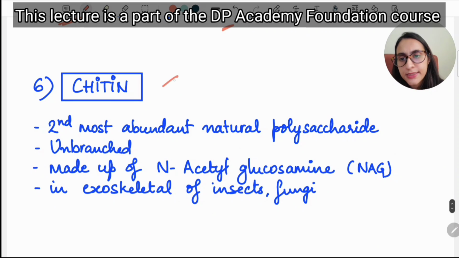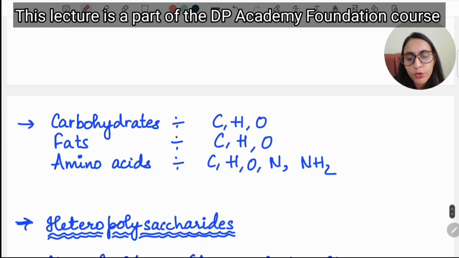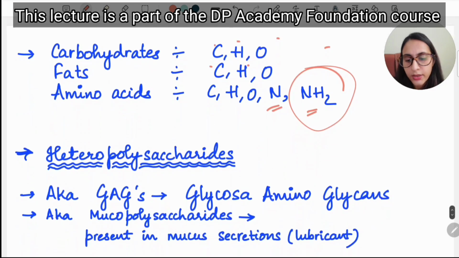Another homopolysaccharide is chitin, which is the second most abundant natural polysaccharide. It is unbranched and it is made up of N-acetyl glucosamine, and it is found in the exoskeleton of cockroaches, insects or fungi. Now the carbohydrate group contains C, H and O, fats contain again C, H and O, and amino acids contain an amine group, that is NH2 or N.